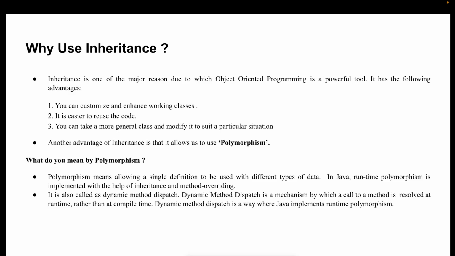And then there is another object-oriented principle, called polymorphism. Polymorphism basically means one name but many forms. What I mean by that is, you can have the same method name and override it, with many different forms of that particular method. So using the same name, you can create many forms to override that behavior. Polymorphism means allowing a single definition to be used with different types of data. In Java, runtime polymorphism is implemented with the help of inheritance and method overriding.